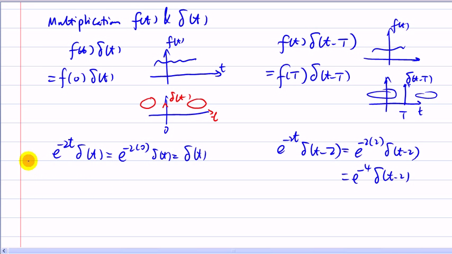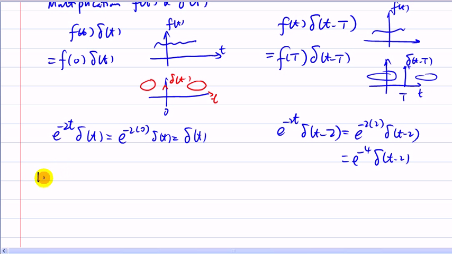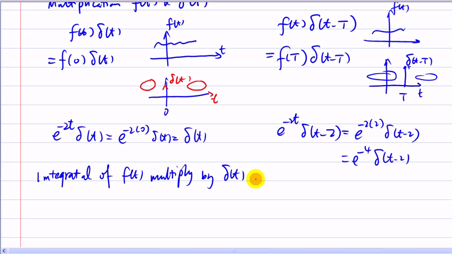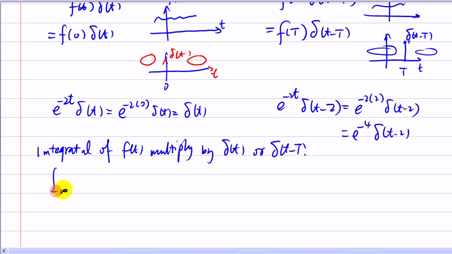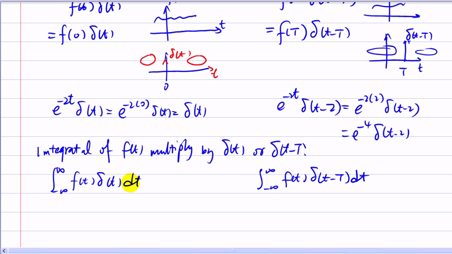The other type of simplification is when you see an integral of f of t multiplied by delta t, or delta t minus capital T. The formality of this kind of question is: the integral from negative infinity to positive infinity of f of t delta t dt, and the other one is the integral from negative infinity to positive infinity of f of t delta t minus capital T dt. Those are the two types of questions you will probably see in assignment 2 problem 1.